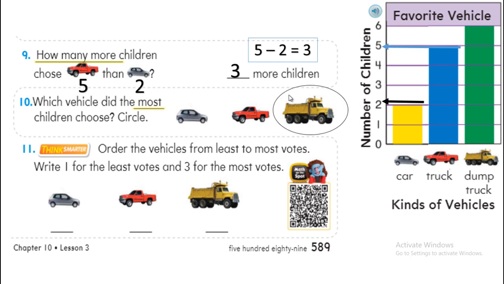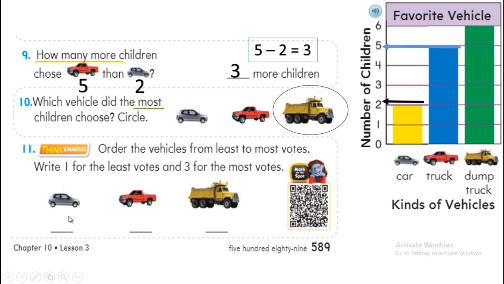Now question 11. Order the vehicles from least to most votes. Well, we know the least because it's the shortest bar. And then we know the next one. And then we know the longest bar. So they want me to put them in order. Order them from least to the most votes. So we're going to the least first. Which one is the least?